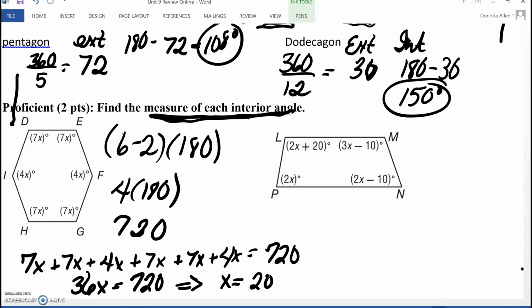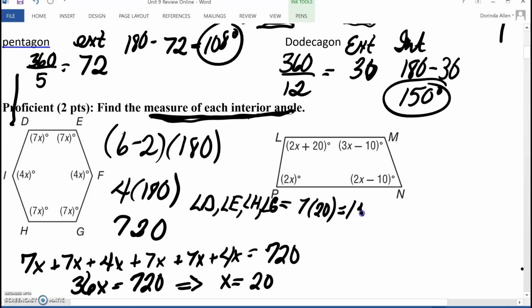So to find what each angle equals, angles D, E, H, and G are all the same, and they are 7 times x, which was 20, so 140. And angles I and F are both equal, and they are 4 times x, so 80.